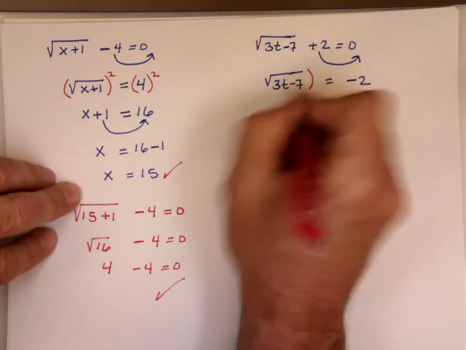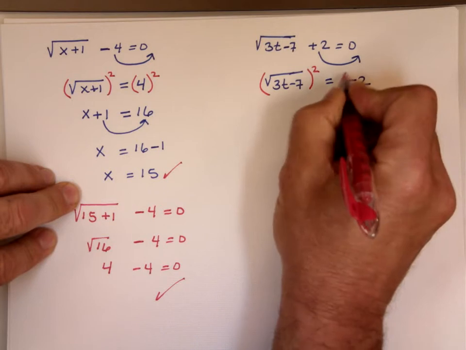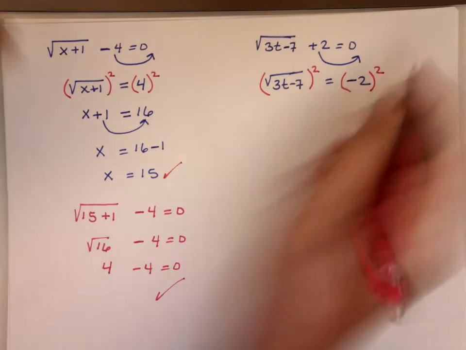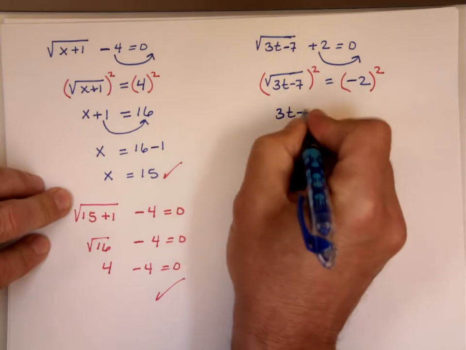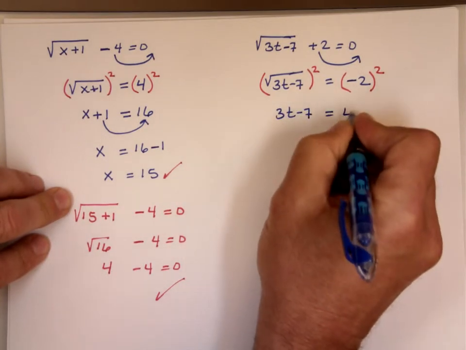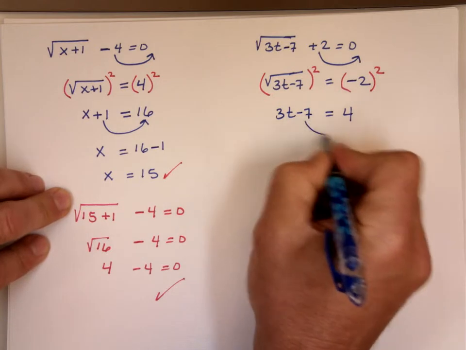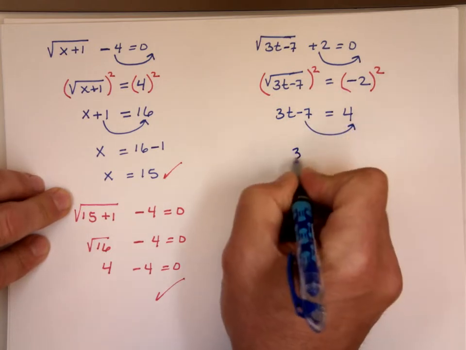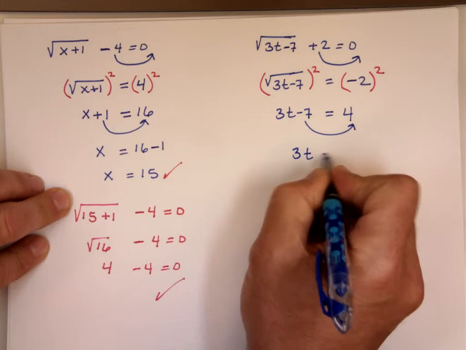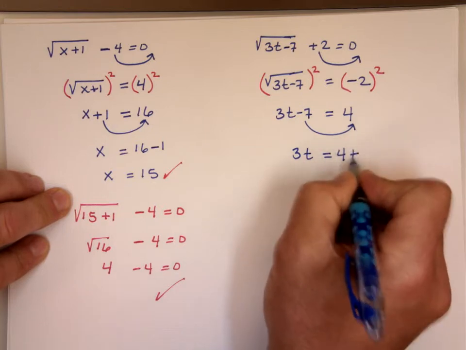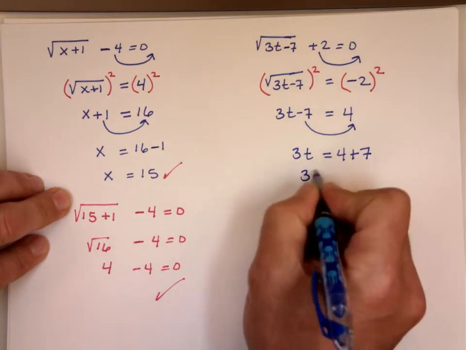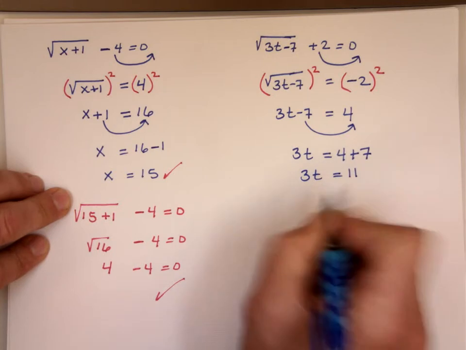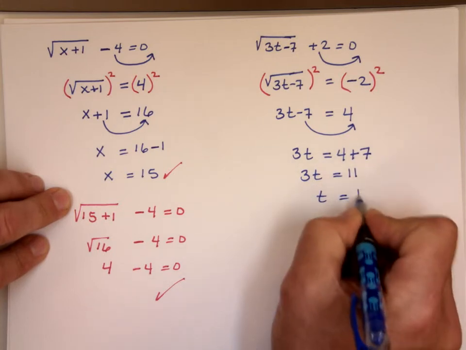So I didn't see it. Square both sides. 3t minus 7 equals 4. Take the minus 7 to this side. 3t equals 4 plus 7. What's 4 plus 7? 11. What is t equal to? 11 over 3.